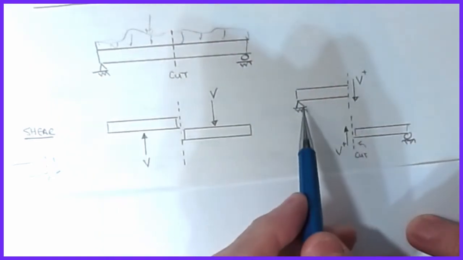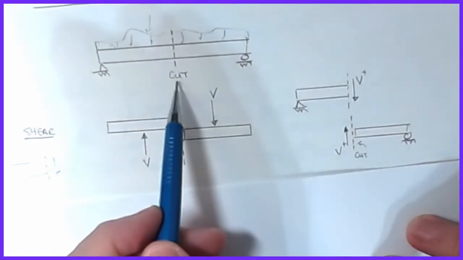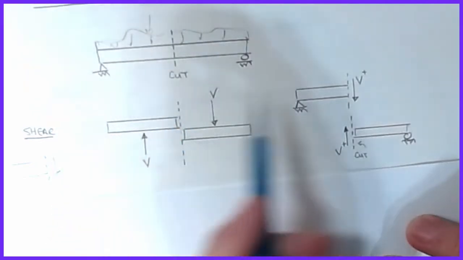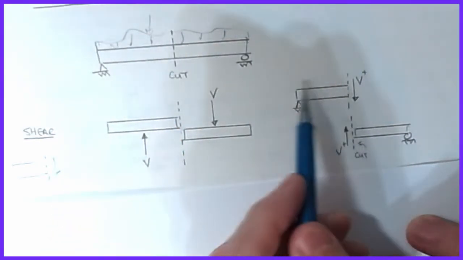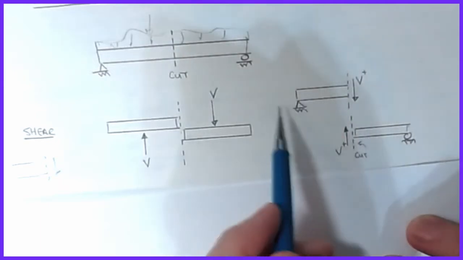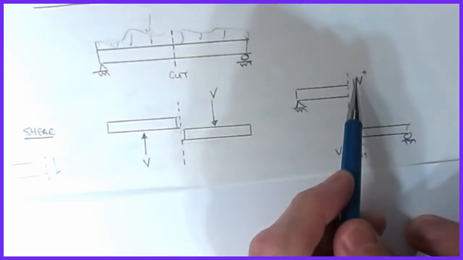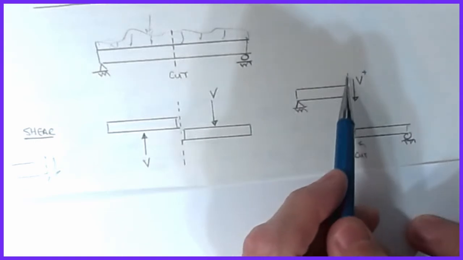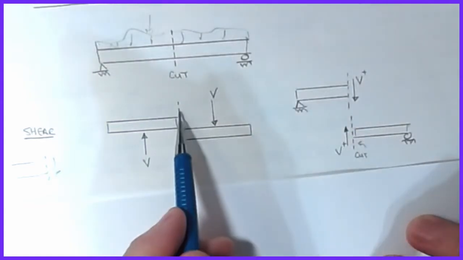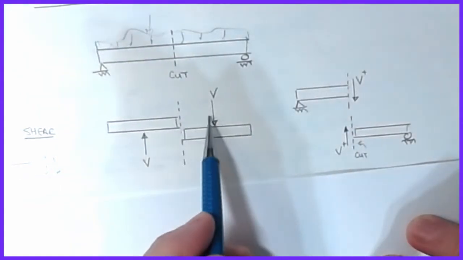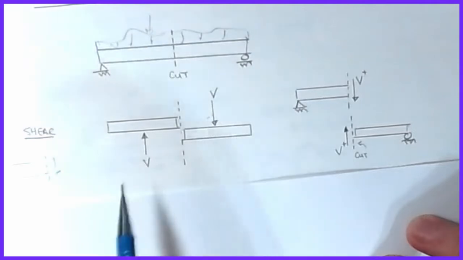If I take my beam and cut it, maybe I'm only looking at this left half. Then the positive sign convention for shear is the beam with all of its loading and all of its support reactions and everything I want to include, and the shear acting down. That's because I cut it here, and so I'm writing these letters and arrows to the right of that cut line. Here's my cut line, to the right, it's this guy. That's the positive.